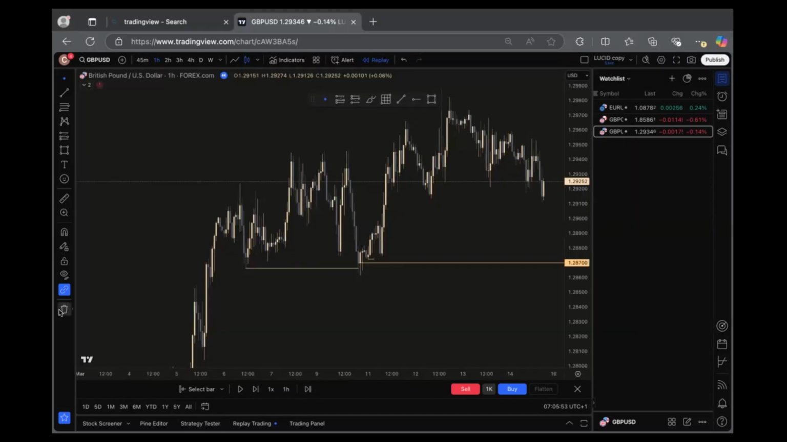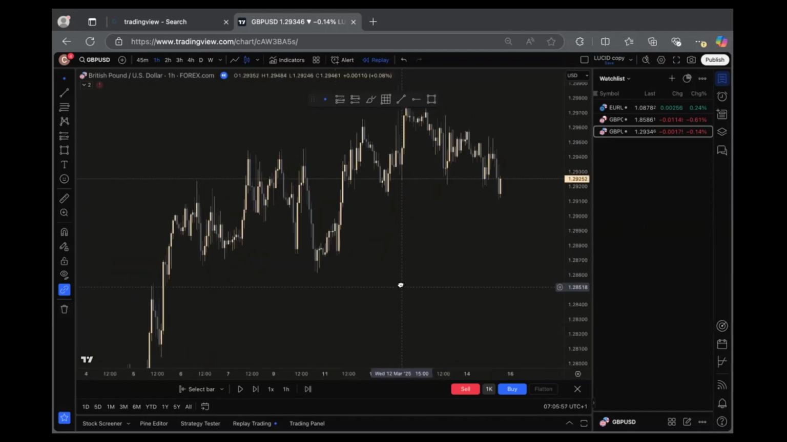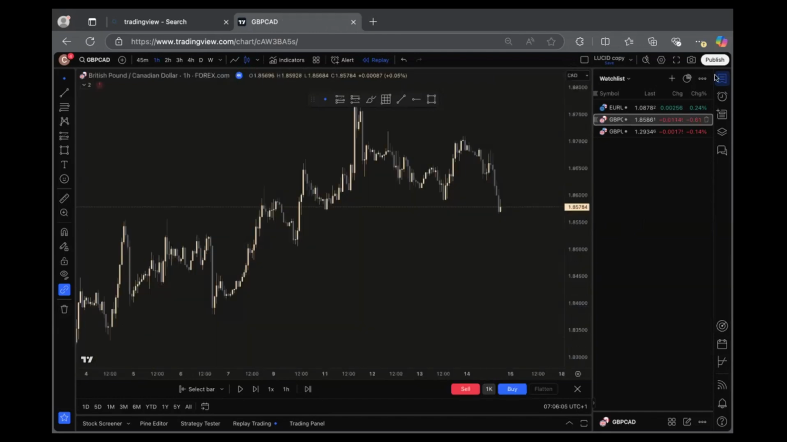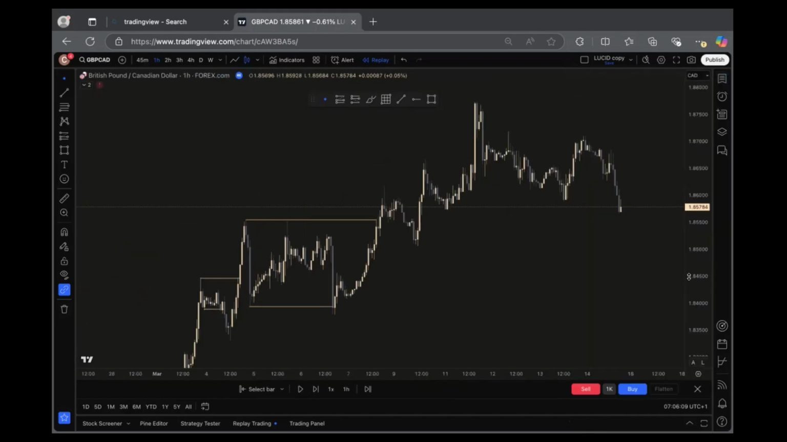This is GU, right? GU's price action has been poor these past days, right? So let's check GBP CAD. GBP CAD is quite swift, better than GU, right? I want to show you something right here.